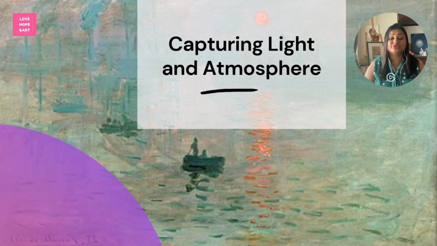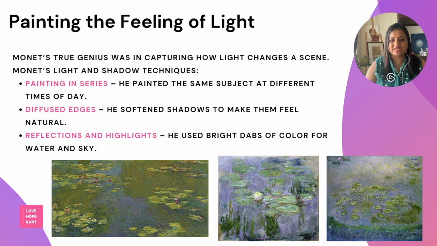Going on to capturing light and atmosphere, which was crucial and revolutionary to Monet's painting. So Monet's true genius was in capturing how light changed a scene. Monet's light and shadow technique included painting in series. That is, he painted and observed a scene at different times of the day. So the different times of the day gave us a different feel of light in the painting.